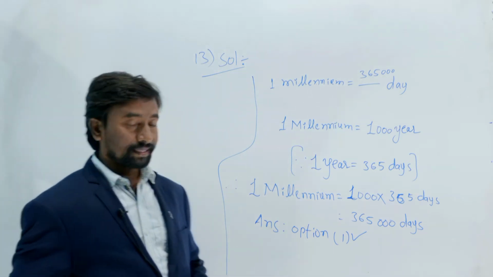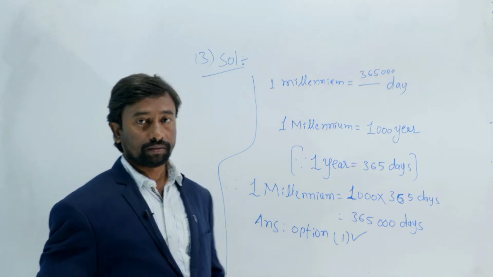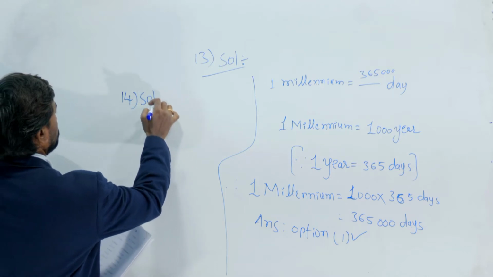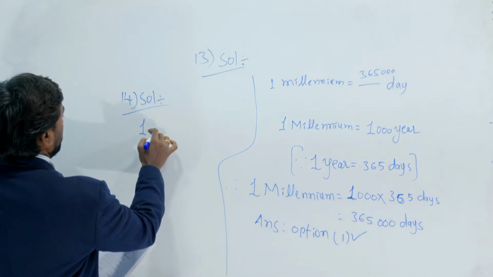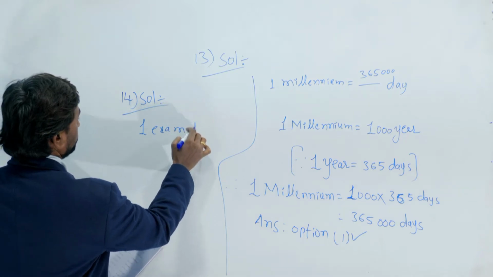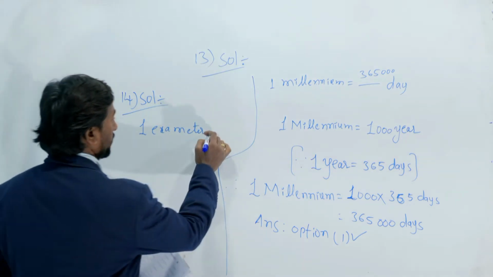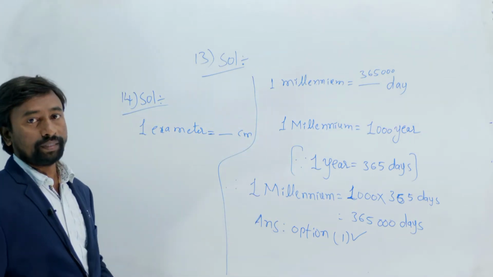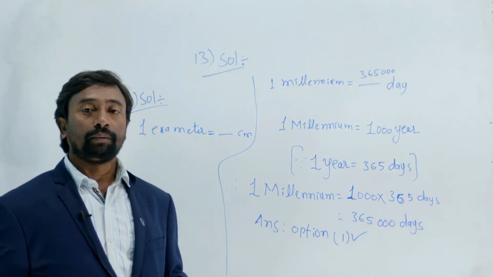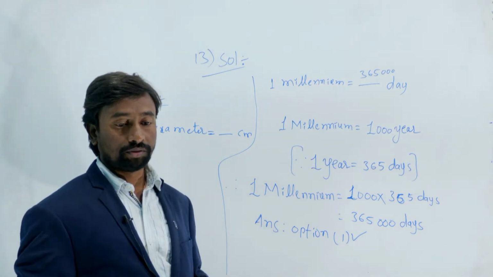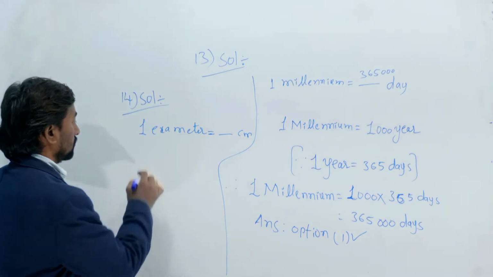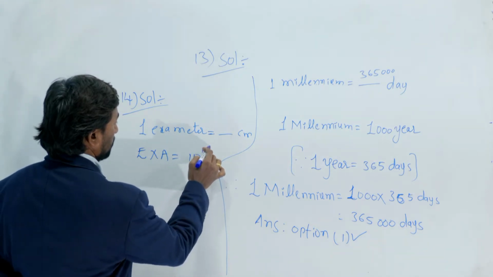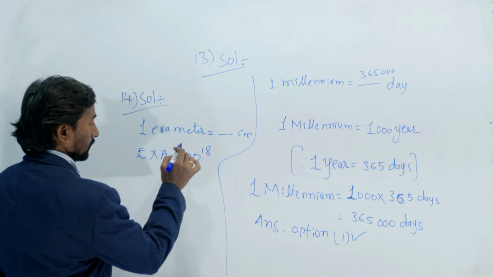14th question: 1 hexameter is equal to dash centimeters. Hexa, as in the prefix table of sub-multiples and multiples that we have, is equal to 10 to the power of 18.